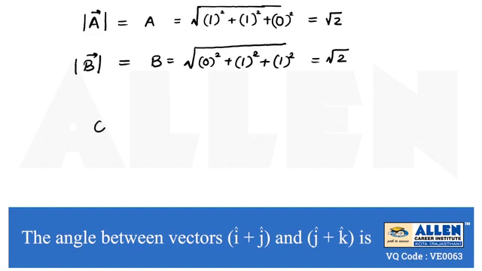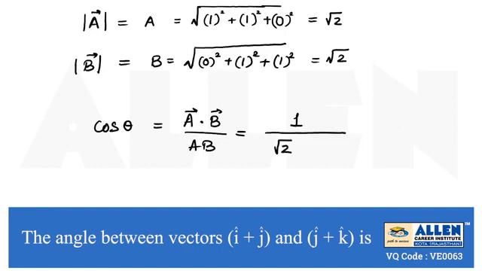Now we will use cos theta, that is a dot b divided by ab. So a dot b is coming out 1, a, that is magnitude of a vector, is root 2, and b, that is magnitude of vector b, is again root 2. Therefore cos theta will be 1 by 2, and cos theta 1 by 2 means theta will be 60 degree. Therefore answer of this question is 60 degree.